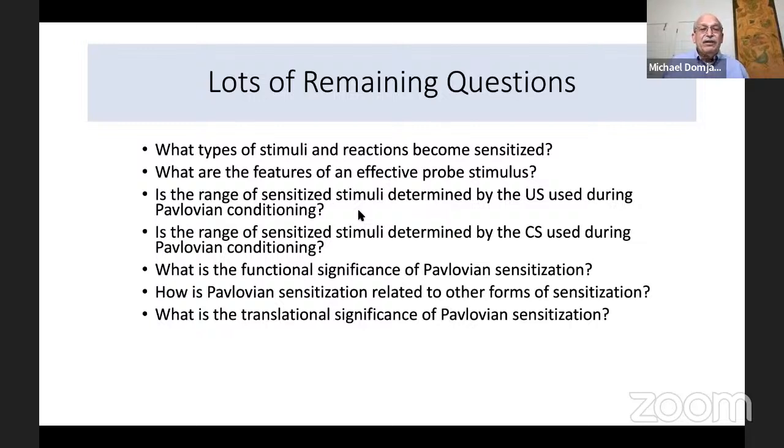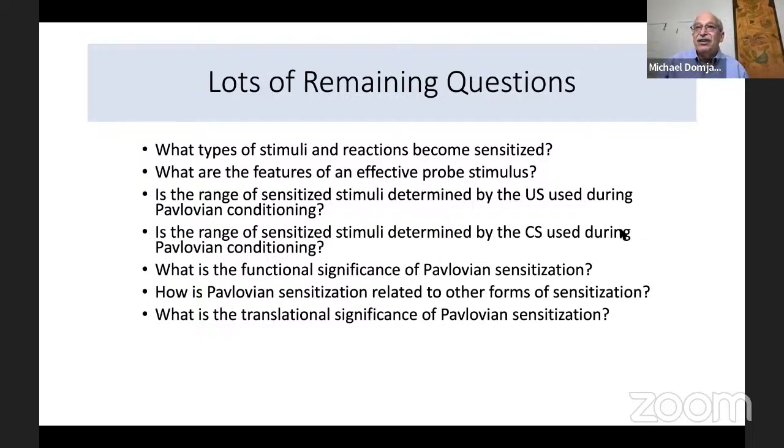We don't know that. We don't know whether the range of sensitized stimuli is determined by the CS that was used during Pavlovian conditioning. And we don't know very much about the functional significance of these Pavlovian sensitization effects, except in the sexual behavior system. There we've tied Pavlovian sensitization to fertilization rates and the number of offspring that are produced. So we know that this phenomenon directly relates to reproductive success. We know that conditioned fear has adaptive significance, but we don't know whether fear potentiated startle has adaptive significance. No one, to my knowledge, has studied the adaptive significance of fear potentiated startle.